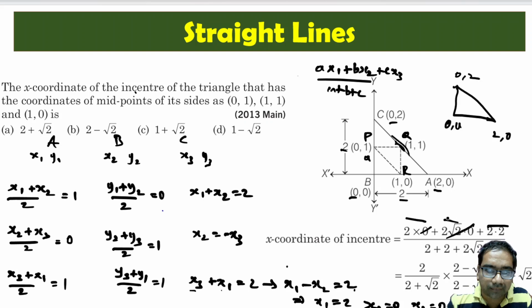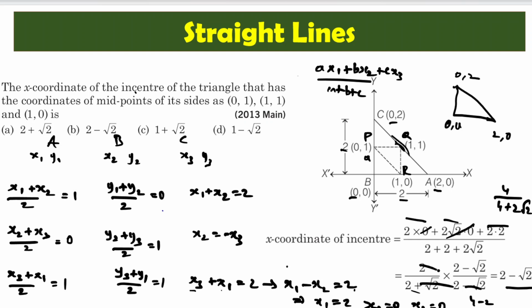We are getting 4 by (2 plus 2 plus 2 root 2), which is 4 plus 2 root 2. We can take 2 common, and we'll be left with 2 by (2 plus root 2). If we rationalize the denominator, we'll get 2 minus root 2. (2 plus root 2) into (2 minus root 2) is 4 minus 2, which is equal to 2. This and this will get cancelled, and we'll be left with 2 minus root 2. So 2 minus root 2 is the correct answer.